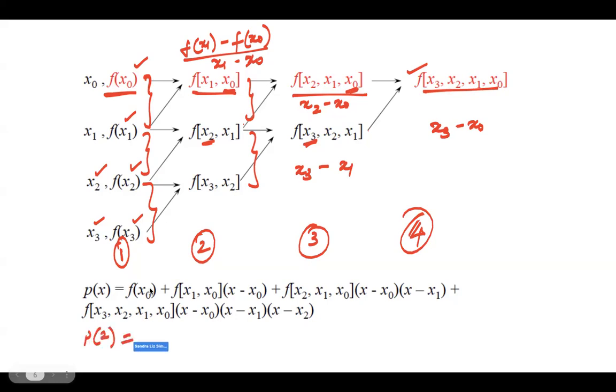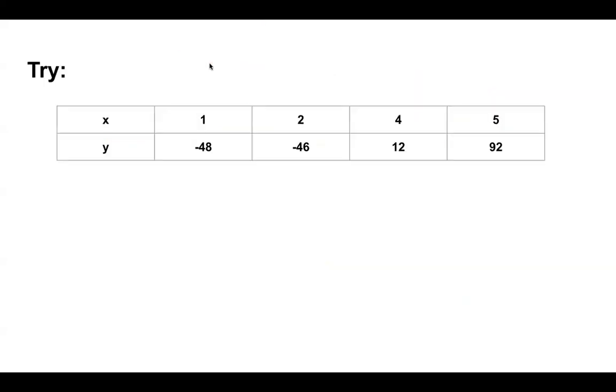What do you do? In this equation, you know all these values. F of x0, you know this value. The only unknown in this equation is x. You have to just substitute x in that position. You will be getting what is P of 2. Okay, so this is how you do Newton's divided difference. This is for interpolation. So I'll show you one example. With that example, you'll be able to understand.